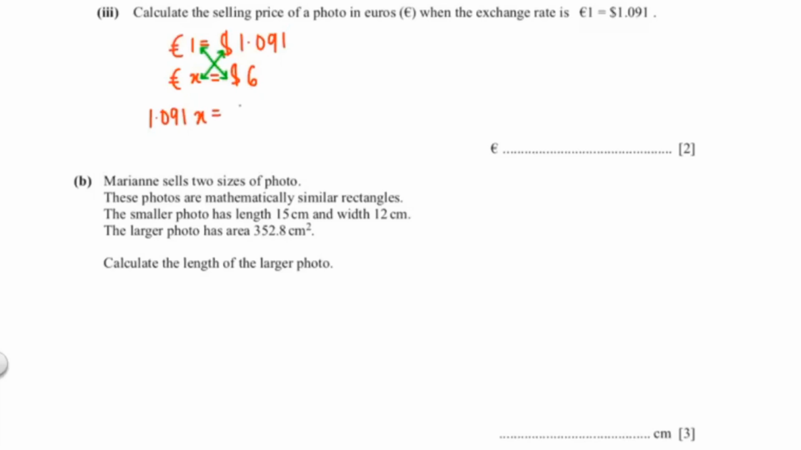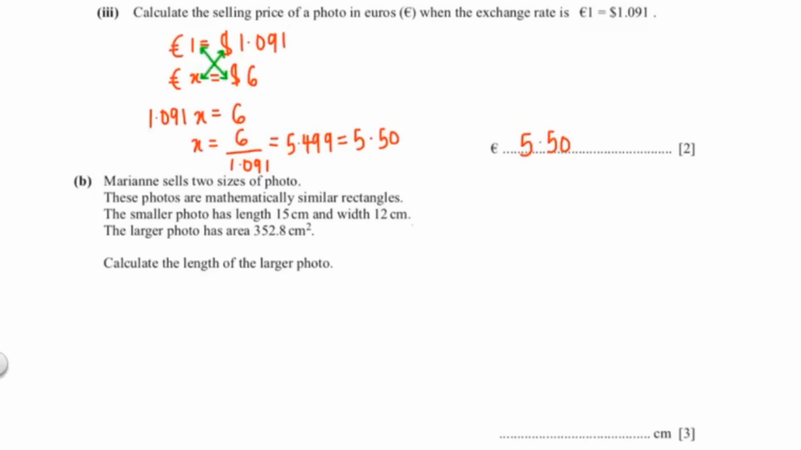1.091x equal to 6. So x would be 6 over 1.091. Now you can just use your calculator to find the answer, and your answer should be 5.499, but I'm going to round it to 2 decimal places because it is a currency. So 5.50. So it is 5.50 euros.